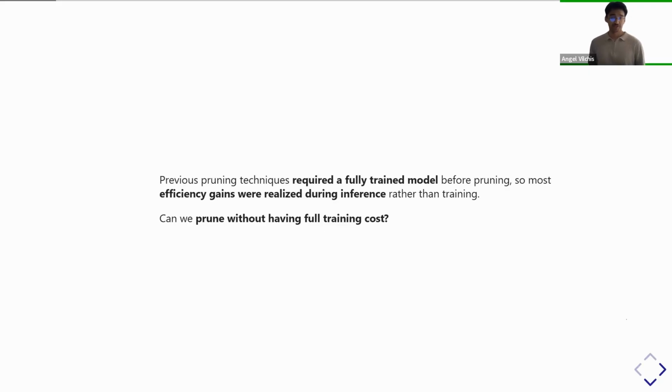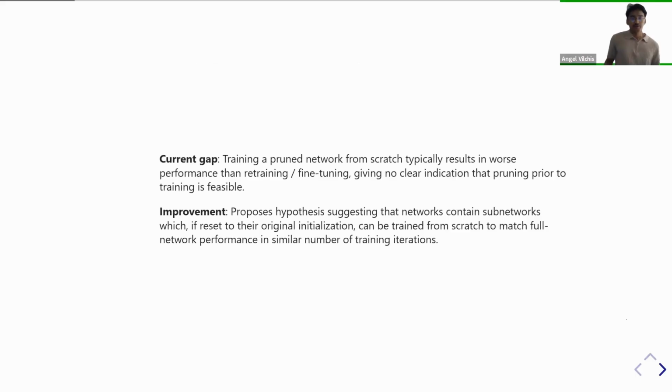The question is, can we prune prior to having to go through the full training cost of training the full original network? Is there any hope that we can prune before that? So that's the gap. Let's say we train the full original network, and let's say we prune some weights, and we keep those weights as they were when we pruned, and just do some fine-tuning: a few more iterations after pruning, training all the weights.